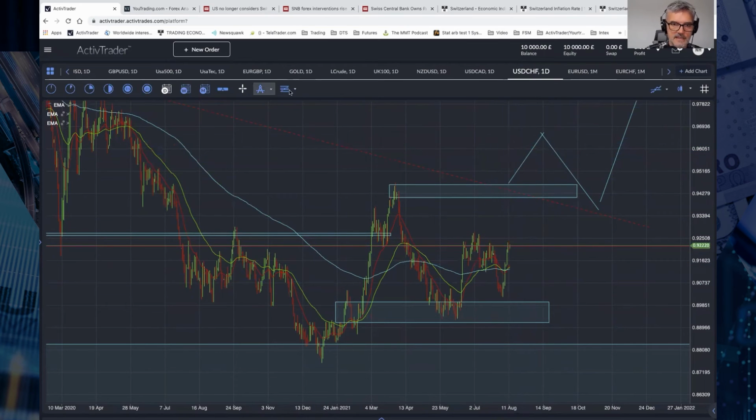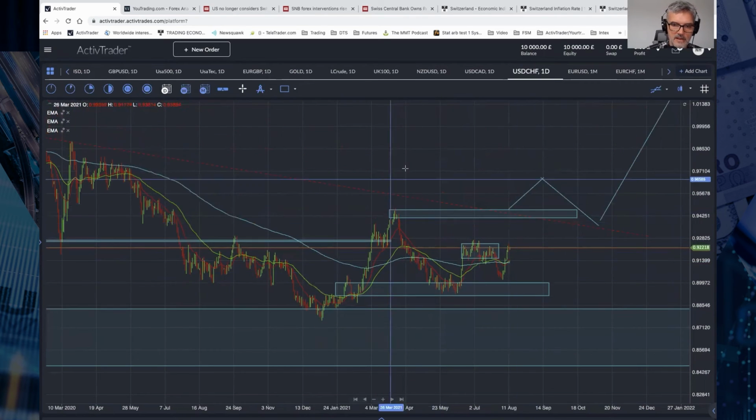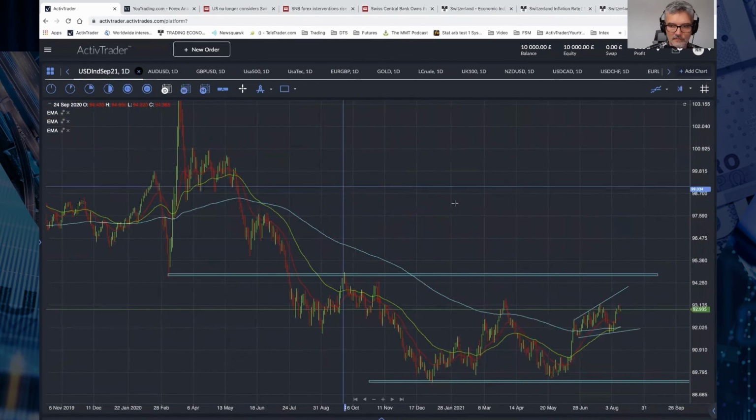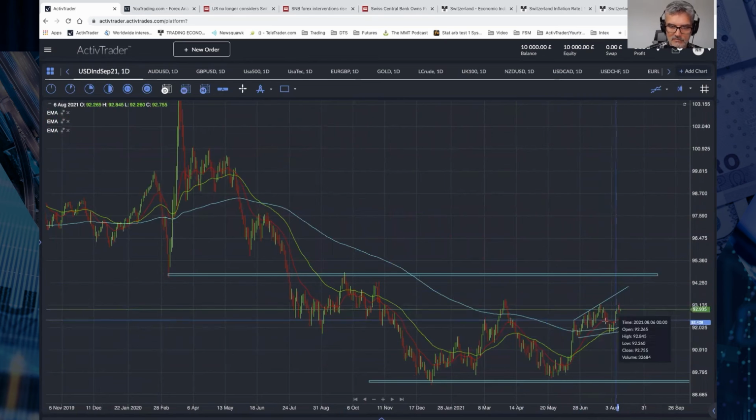And I would like to see over the next sort of month or so, this balance area get taken out. So we take out the highs here from July. And then we go up to at least test the swing high from April, March 2021. From then on, depending on what happens in the sort of dollar index market, if we go to dollar index, we can see that the USD's rising.